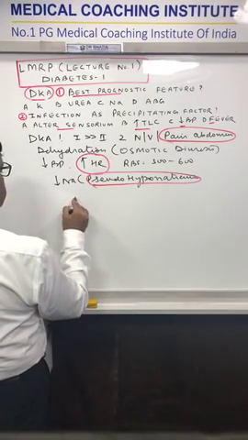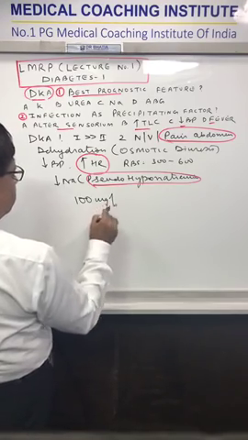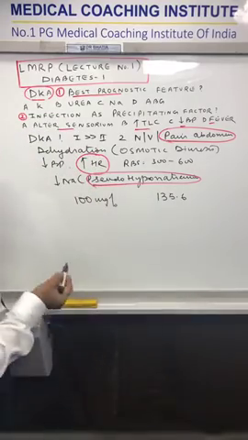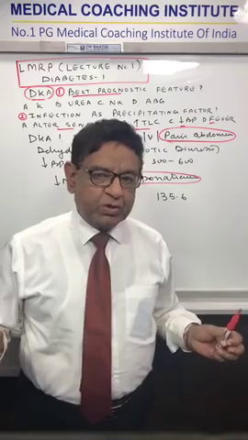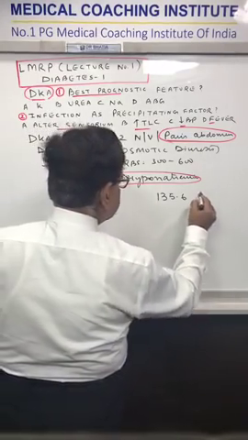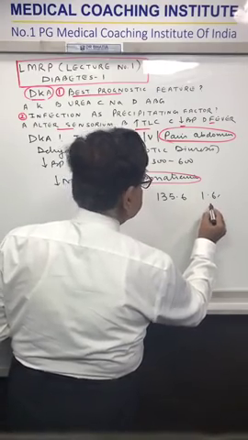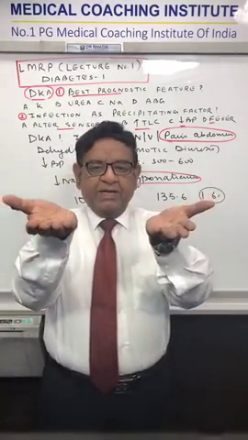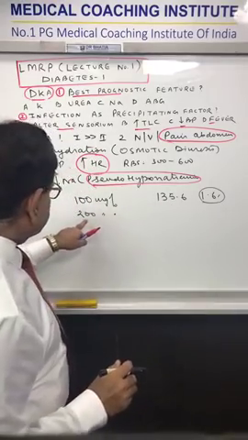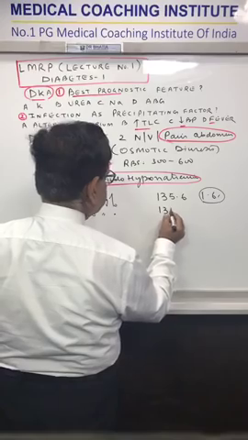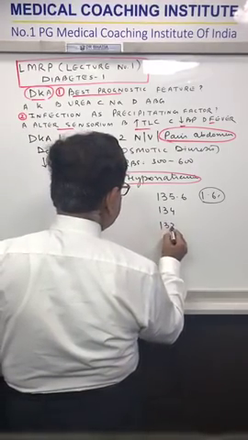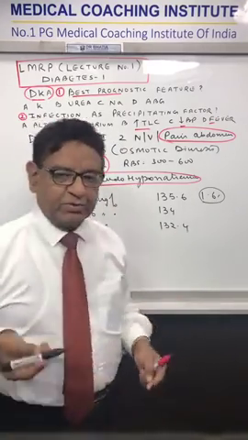Suppose blood sugar is 100 milligram percent and sodium is, say, 135.6. This is normal sodium. Now if the sugar goes up by 100 milligram, that means if sugar goes to 200 milligram percent, sodium will go down by 1.6 milliequivalent. With every 100 milligram rise of sugar, sodium will go down by 1.6. So if glucose becomes 200, sodium will become 134. If sugar becomes 300, it will go down to 132.4, if my mathematics is good.